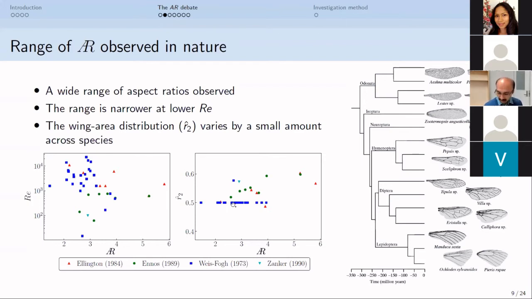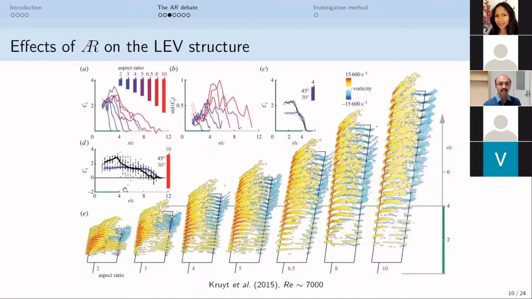And the second geometrical parameter is R2 hat, which is actually the radius of the second moment of inertia of the wing, normalized by the wingspan. And this is widely observed. I mean, there is not too much variance. It's basically observed between 0.5 and 0.6. So all the insect wings are within this range. So the most variation is observed in aspect ratios.